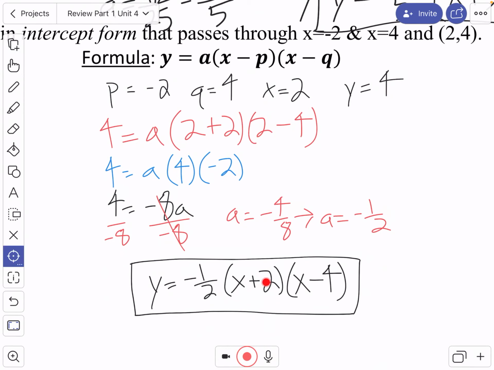And kind of like the last one, just leave behind the p, q, and then plug in the a, okay? Don't leave your x and y values plugged in. So yeah, this is my final answer. You should be able to graph this and find these two as your x-intercepts in the graph and the point 2, 4 somewhere on the graph, okay?